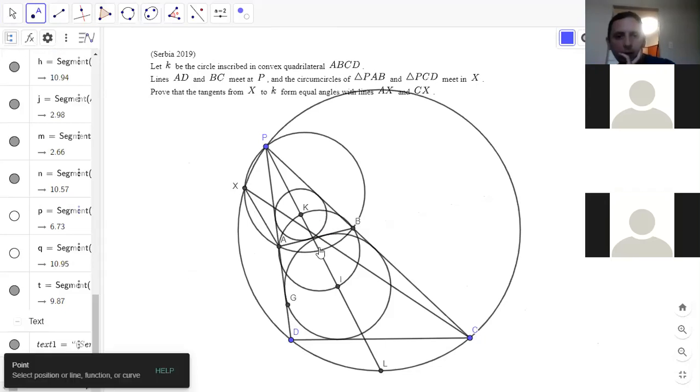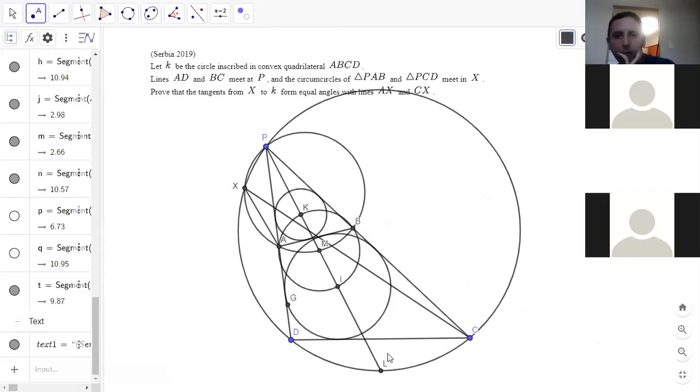So this is the midpoint of arc AB right here. And this is the midpoint of arc BC. So XAMB is similar to XDLC.